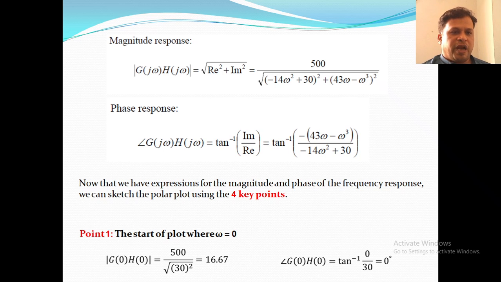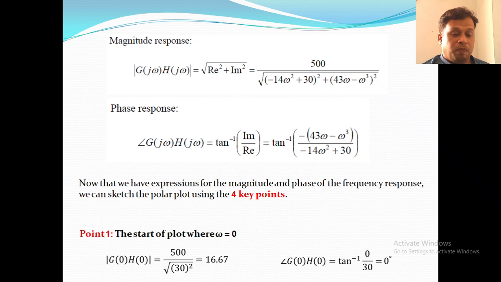From that we write the magnitude response of G(j omega)H(j omega), that is the square root of real square plus imaginary square, which equals 500 by the square root of (minus 14 omega square plus 30) whole square plus (43 omega minus omega cube) whole square. We also want to find the phase response, so for the phase we use the tan inverse formula: the tan inverse of imaginary by real part. Now we have the expressions for magnitude and phase of the frequency response.